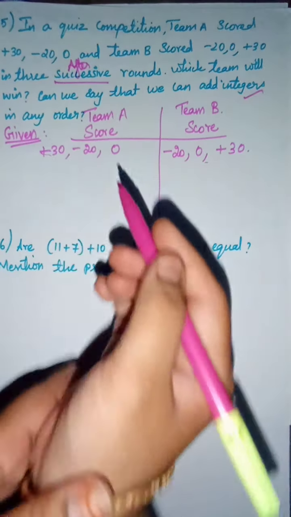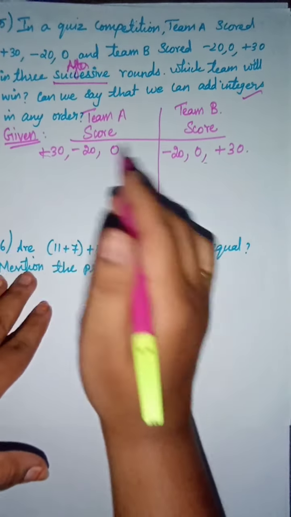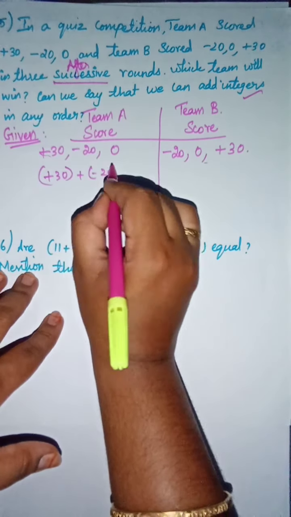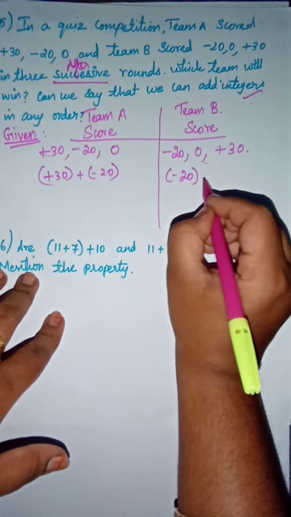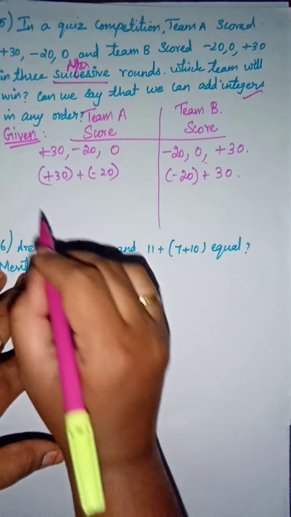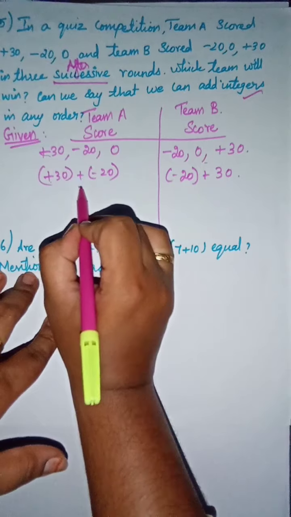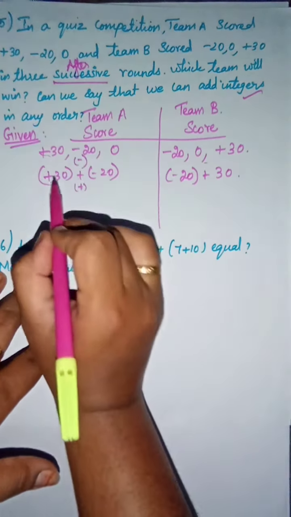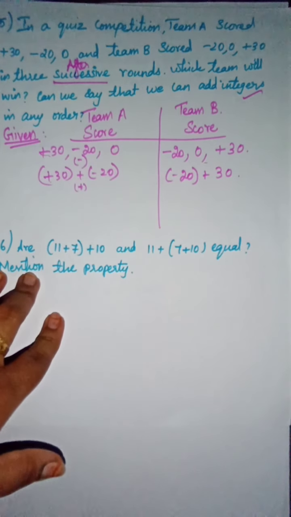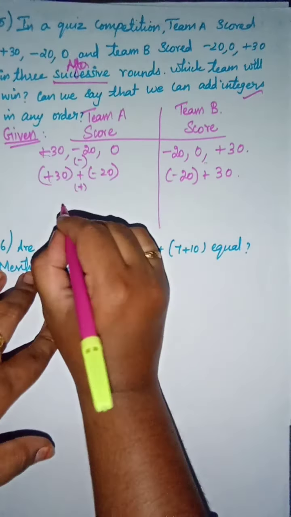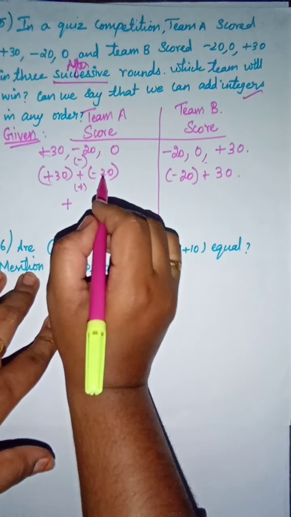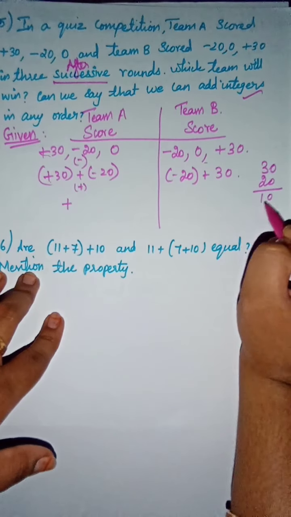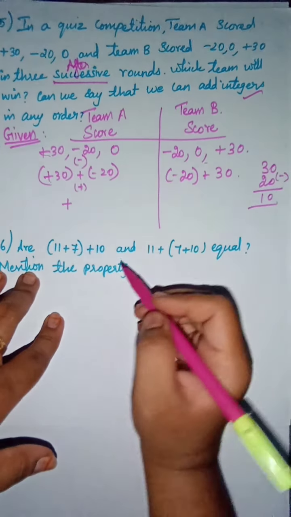Okay, now we can add this side. So leaving 0, then you can add. So plus 30, plus minus 20. This side minus 20, plus 30. So as usual, plus into plus is plus, plus into minus is minus. Here also it is minus. Now we have to see the biggest number's symbol. Which one is biggest here? 30 is the biggest number, so it contains the plus symbol. So we are going to subtract these two things. That is 30 minus 20 is 10.